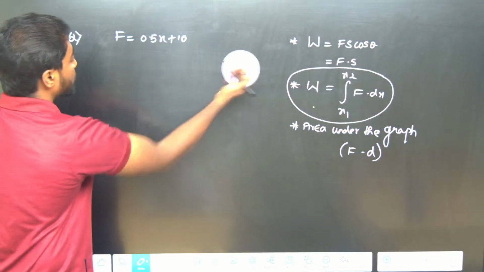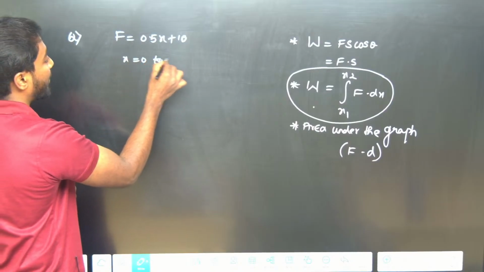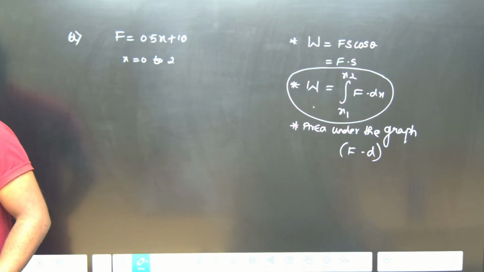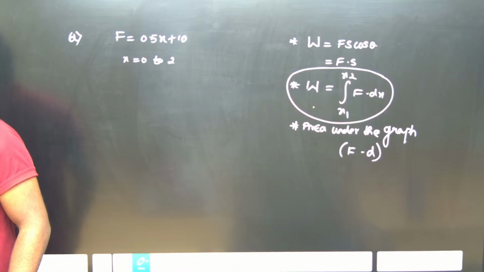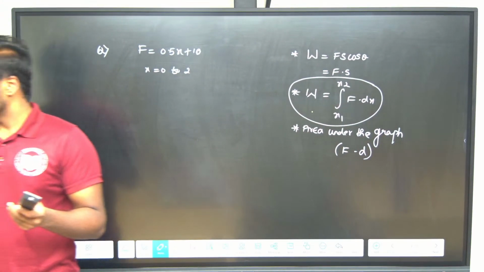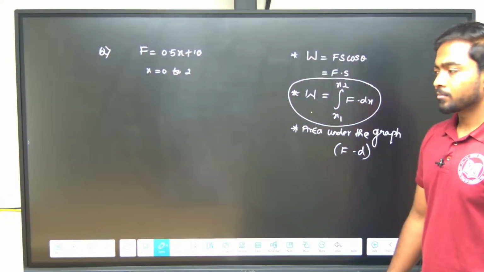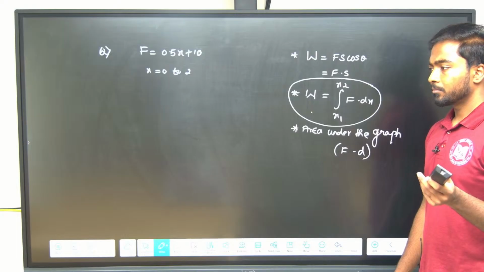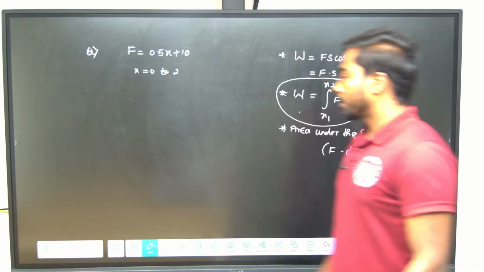So, x equals 0 to 2 they have asked. What is the work done now? 0 to 2. Yes, 0 to 2 meters. Twenty-one. Okay, let's solve now.